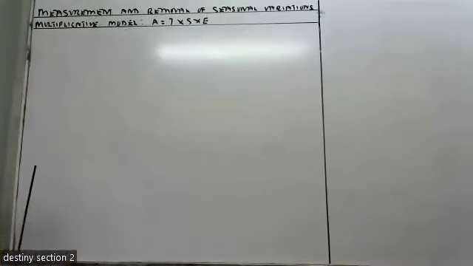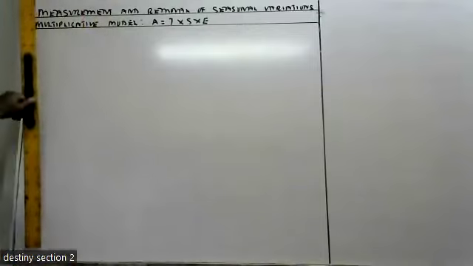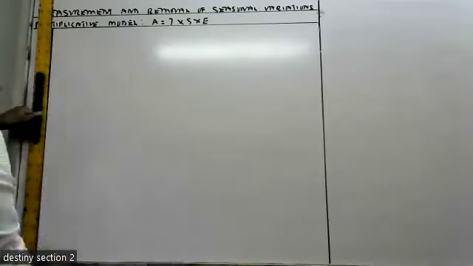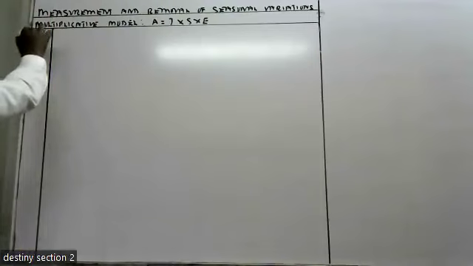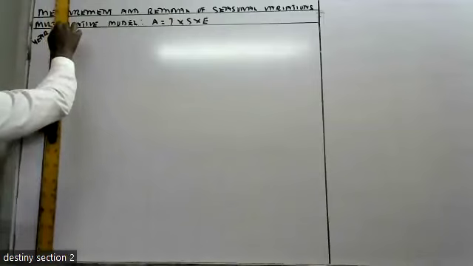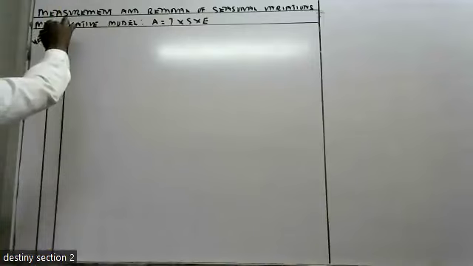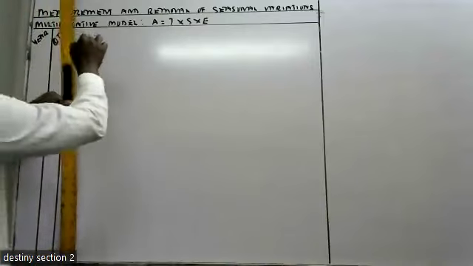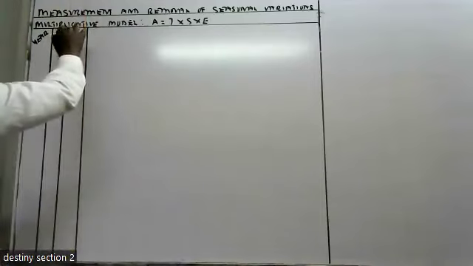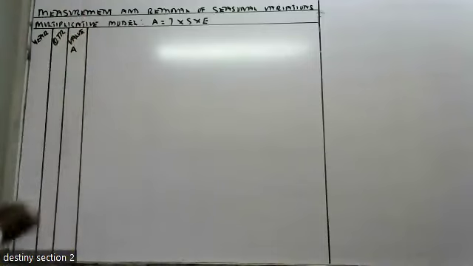And I've said we draw 11 columns. The first column is called year. The second column is quarter. The third column is value, and value is noted as capital A.